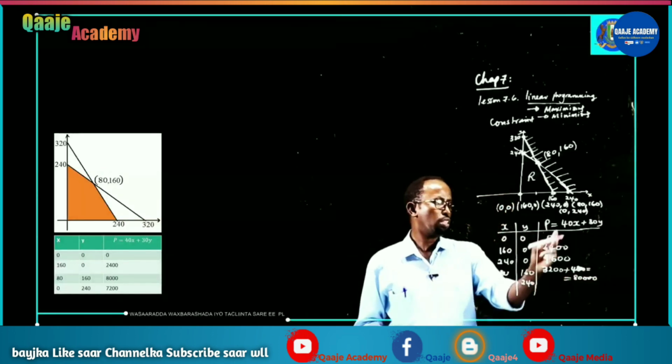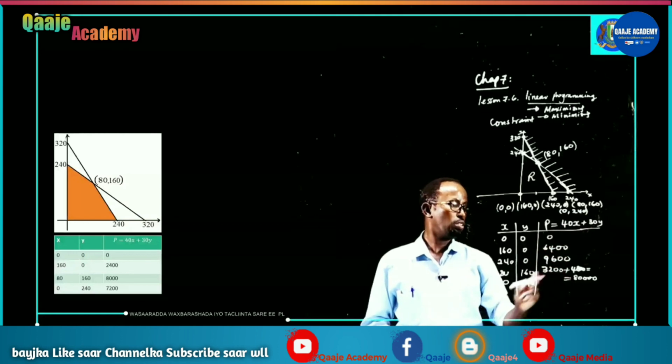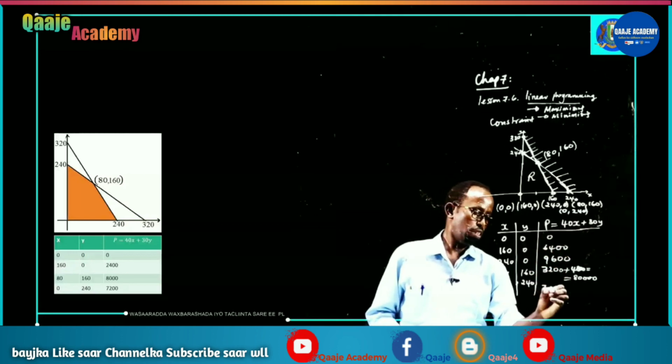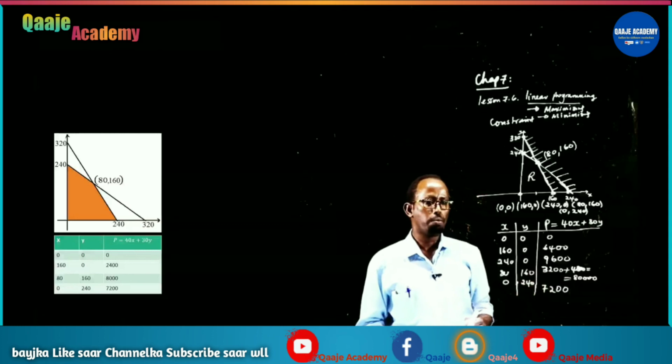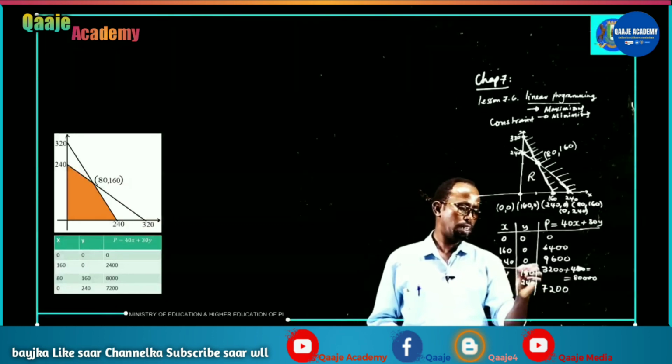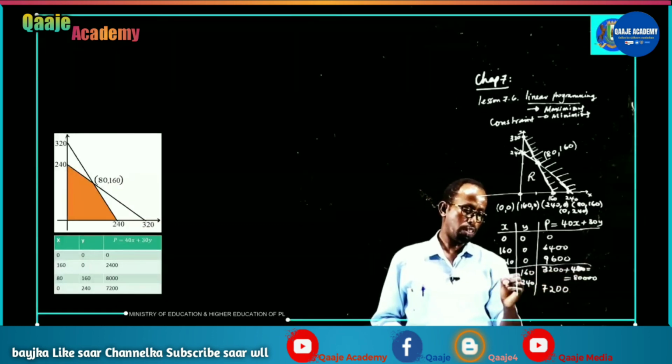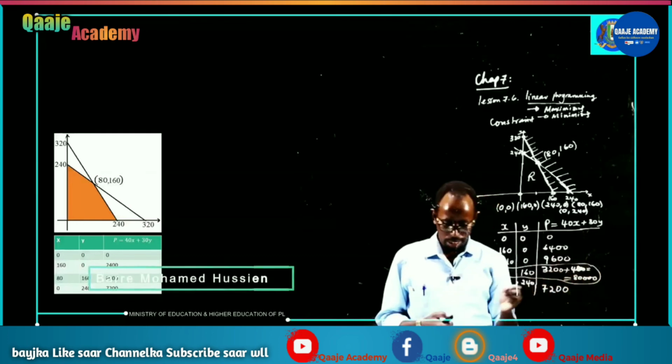Then for 0, 240, you get 7,200. So the maximum profit, this is now the maximum profit. That is the maximum profit.